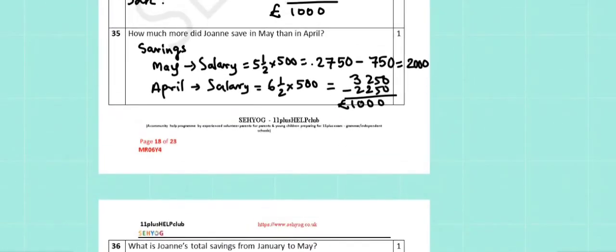So how much more did Joanne save? 2000 pounds minus 1000 pounds, she saved 1000 pounds more in May. Now moving on to the next part, what is Joanne's total savings from January to May? For finding the savings, we will subtract the number of coins of expenditure from the number of coins of salary for each month, and then times it with the value of coins, so 500 pounds.